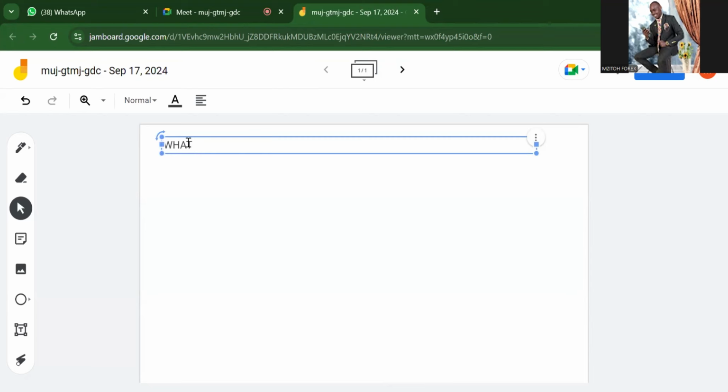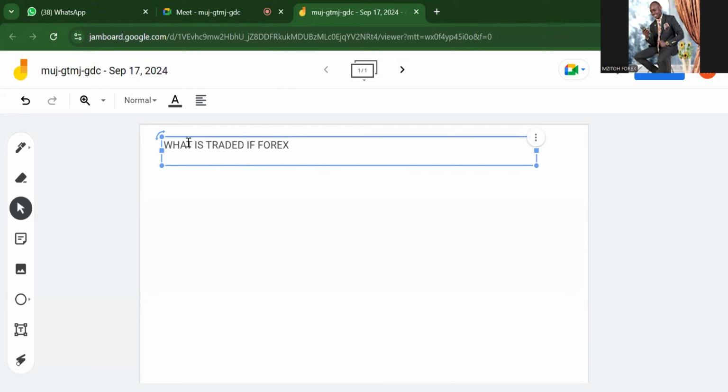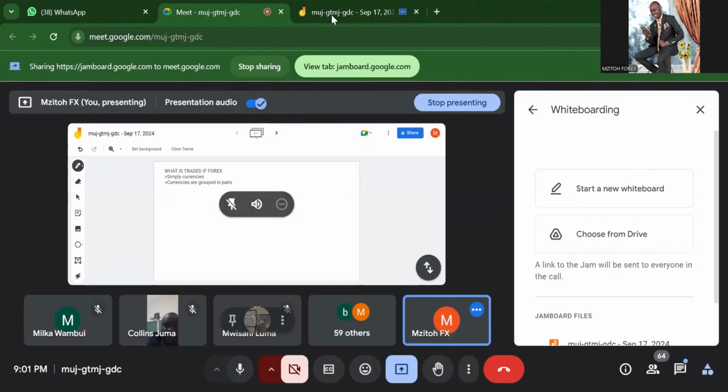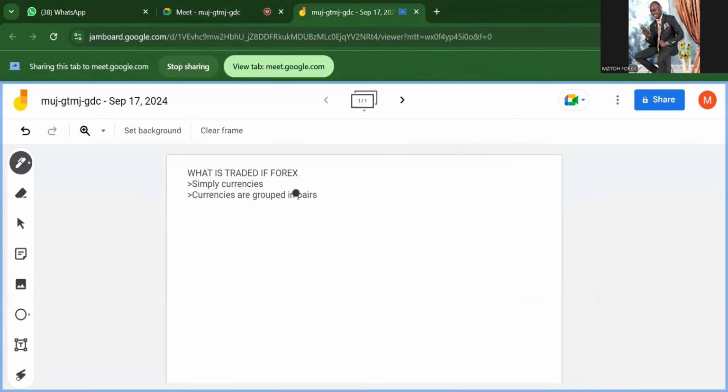So today we are covering what is traded in Forex. We have said what is traded in Forex is simply currencies, or simply money. And we have said currencies are grouped in pairs. That is where we stopped. We are still covering what is traded in Forex.